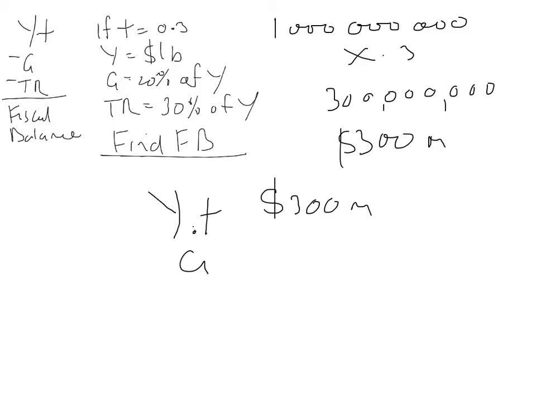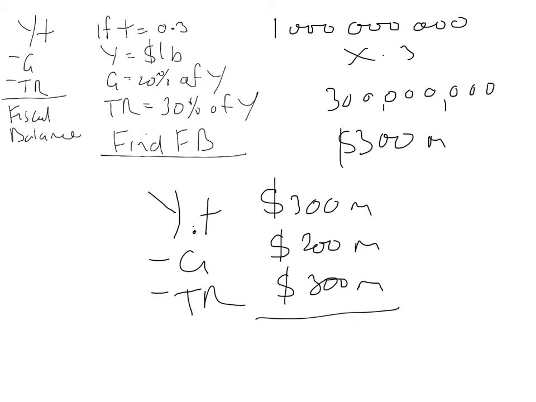By the same process, we can see that G is 200 million, and transfers, what are they? That's going to be 300 million. Take those two away. So what's that fiscal balance going to be? Oh, it's not going to be good, is it? Because it's going to be a fiscal deficit. Yep, a fiscal deficit.